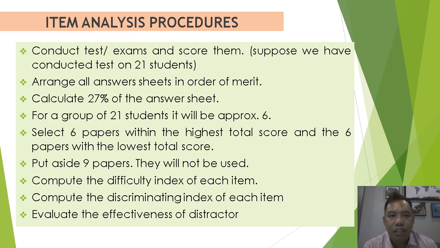So we have procedures on item analysis. First, you have to conduct the test or exam and score it. Suppose we have conducted the test on 21 students. Arrange all the answer sheets in order of merit from highest to lowest. Then calculate the 27% of the answer sheets. For a group of 21 students, it will be approximately 6. So select the 6 papers with the highest total scores and the 6 papers with the lowest total scores, and put aside 9 papers. Okay, they will not be used.